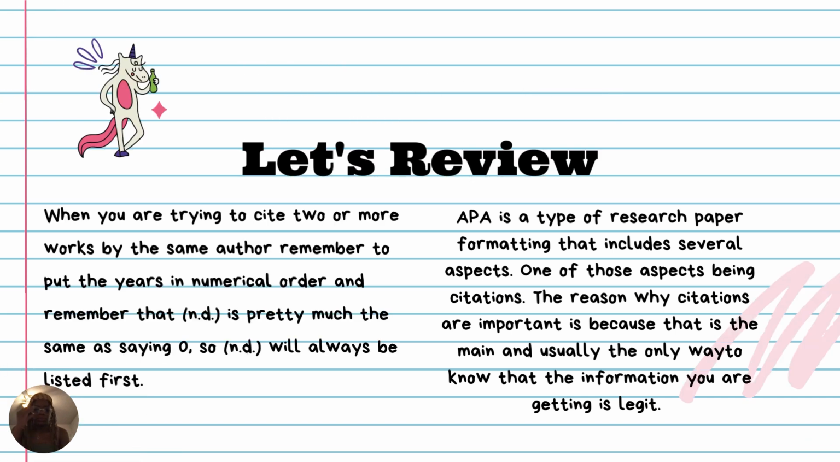All right, let's review. When you're trying to cite two or more works by the same author, remember to put the years in numerical order. And remember that n.d. is pretty much the same as saying zero, so n.d. will always be put first. APA is a type of research paper formatting that includes several aspects, one of these aspects being citations. The reason why citations are important is because that is the main and usually the only way to know that the information you're getting is legit.